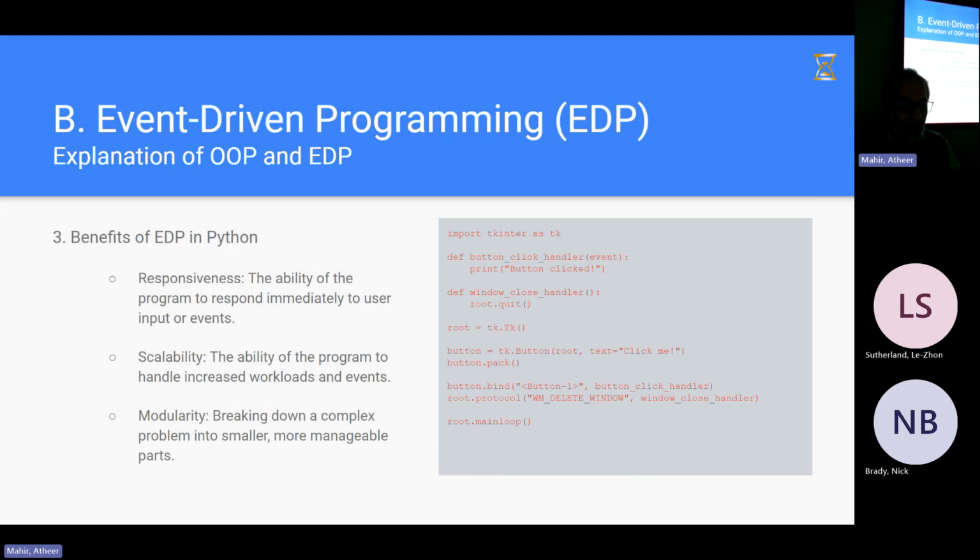Benefits of event-driven programming: responsiveness, scalability, and modularity. The first one is the ability of the program to respond immediately to the user. Scalability is the ability of the program to handle increased workload and events. And modularity is breaking down a complex problem into smaller, more manageable parts. And in problem solving, we call this decomposition.